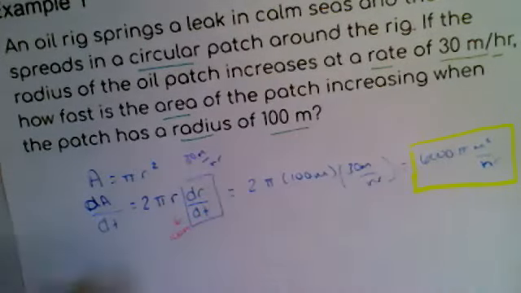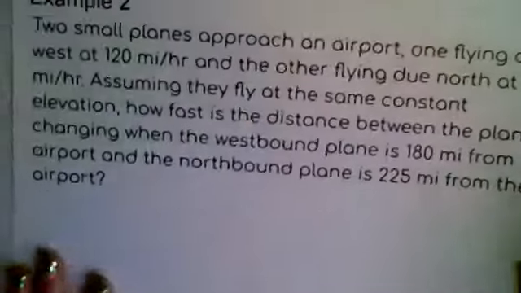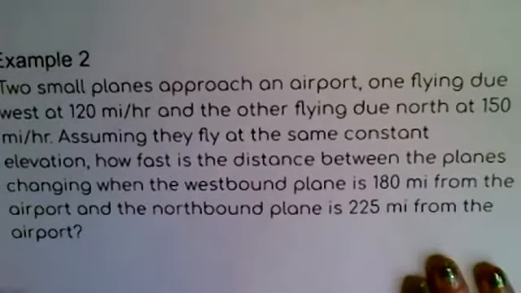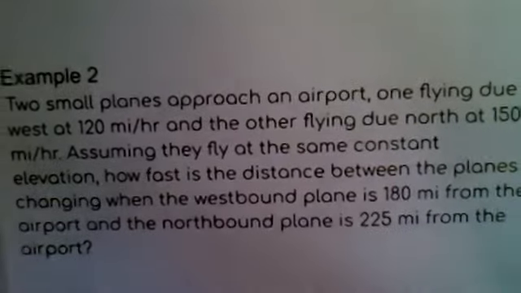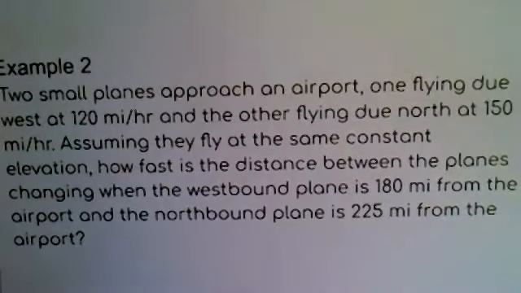All right, let's do another one. Okay, so example 2. We have two small planes that are approaching the airport. One is flying due west at 120 miles per hour. The other is flying due north at 150 miles per hour. Assuming they fly at the same constant elevation, how fast is the distance between the planes changing when the westbound plane is 180 miles from the airport and the northbound plane is 225?